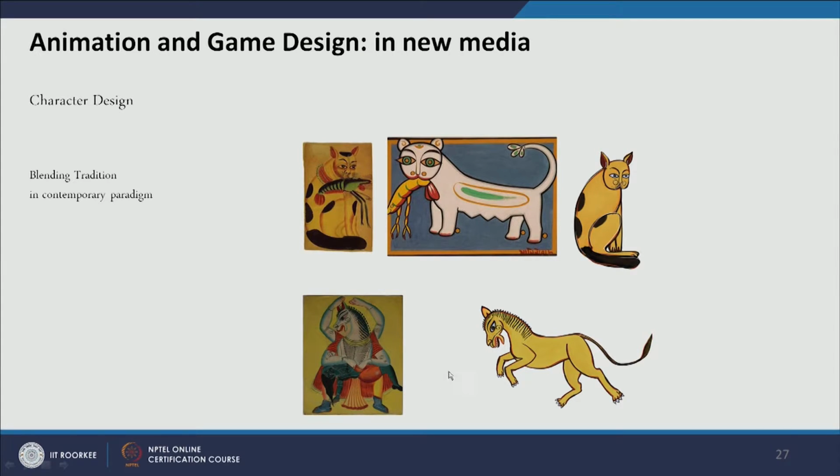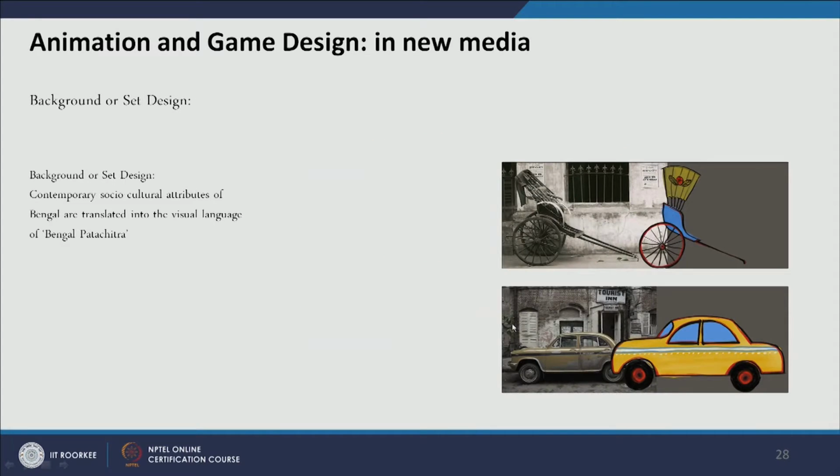And here we can see a lion, which is designed based on Narasimha, or also the lions portrayed in the Kalighat Pattachitra and the Bengal Pattachitra, which look like this, not like a typical lion. So that traditional style has been retained while designing the characters for this animation.